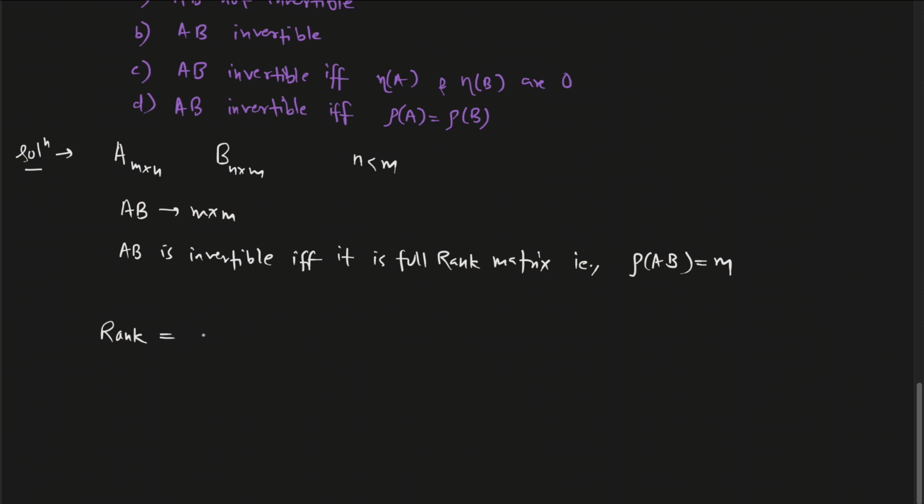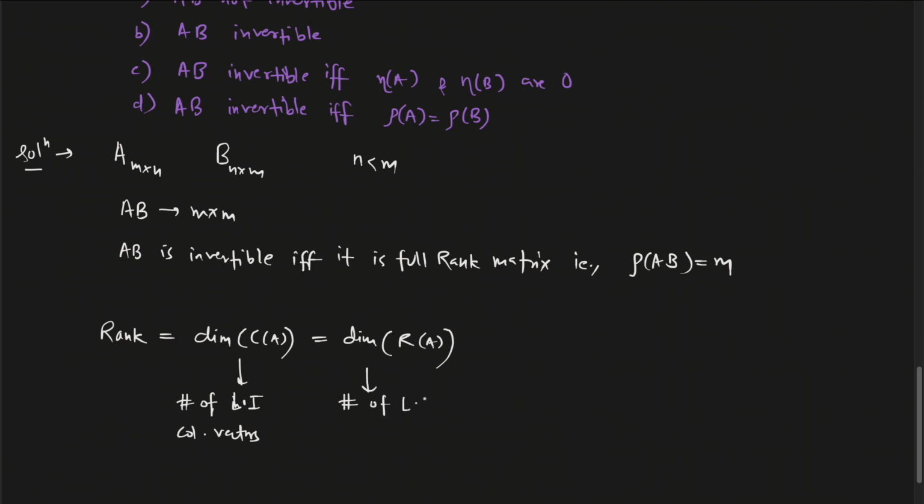Rank is the dimension of the column space, right? And it is also equal to the dimension of the row space, right? And what is the dimension of the column space? This is nothing but the number of linearly independent column vectors, and this is nothing but the number of linearly independent row vectors.